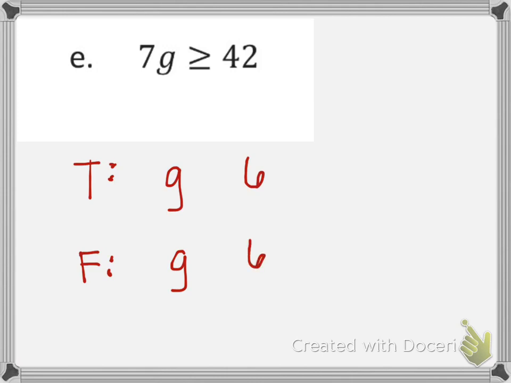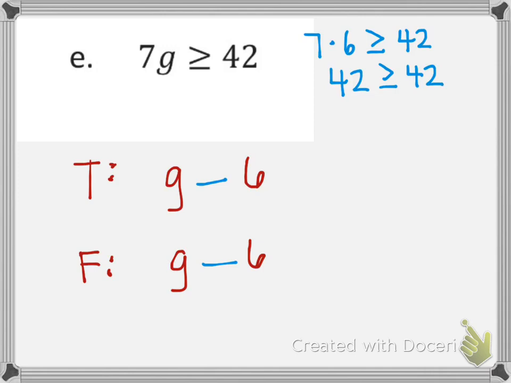And then I just have to check where the equal sign goes. I'm either going to have an equal sign here or I'm going to have an equal sign here. So if I make g equal to 6, I get 7 times 6 is greater than or equal to 42. And 7 times 6 is 42. So 42 is greater than or equal to 42. And this time that's a true statement. 42 is equal to 42. So that means that the equal sign portion of my inequality is going to stay on the true side. And I'm going to get rid of it over here on the false side.